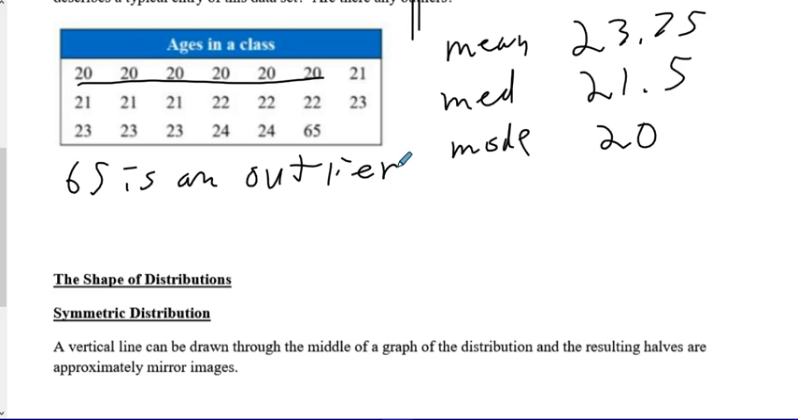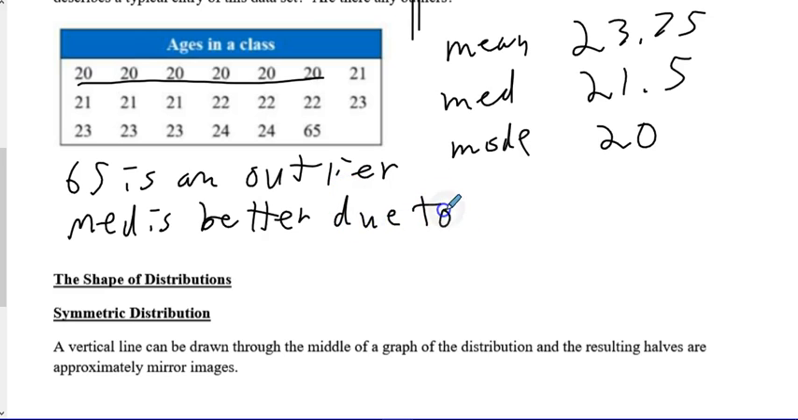And so the more accurate representation is the median, due to the outlier. Because that 65 raises the average, okay, to 23.75, which is the upper end of most of the ages, right? If you look at it, you got 65, 24 is not, you know, the average, it's a high end.